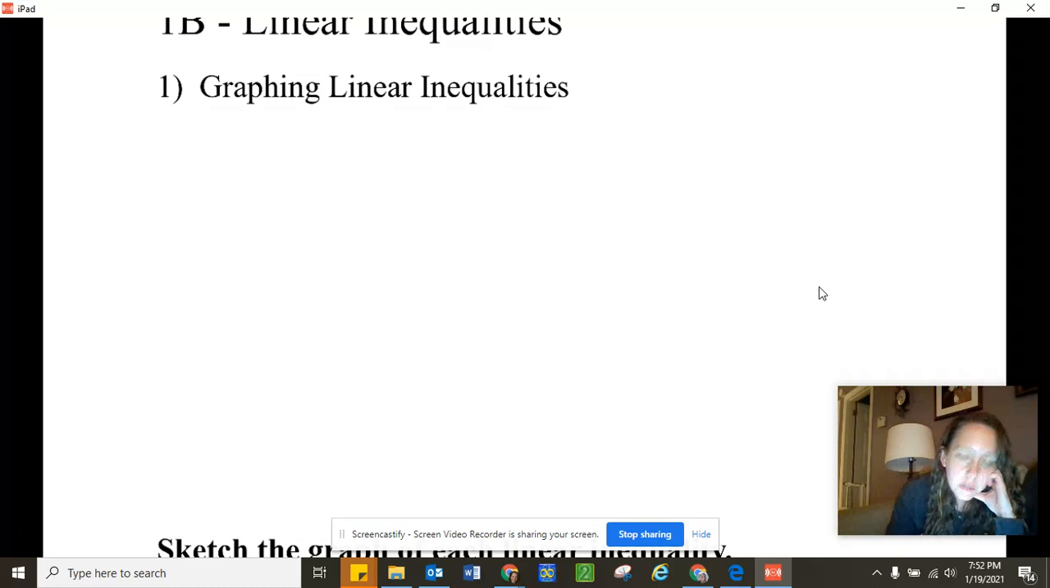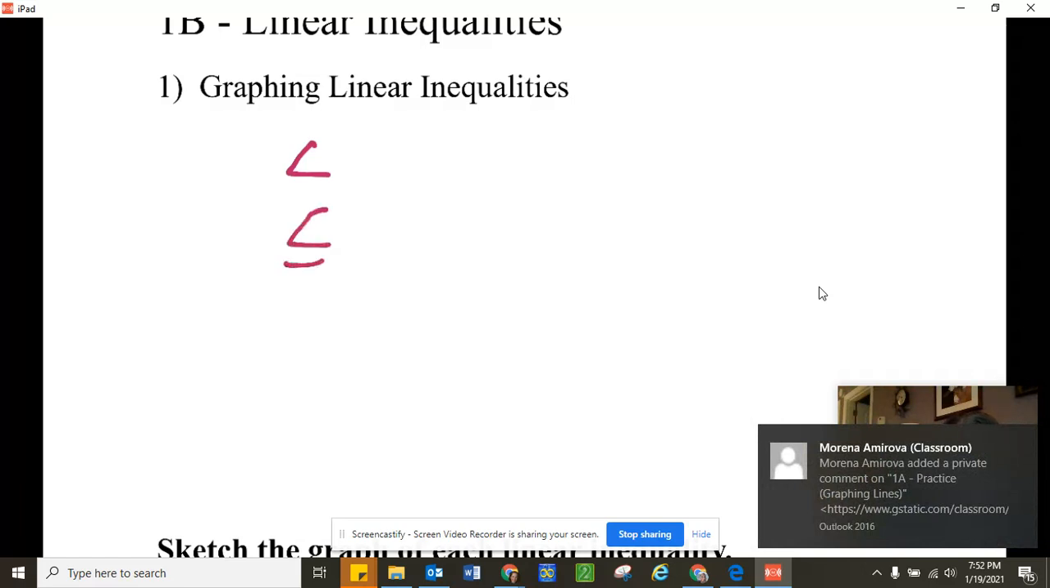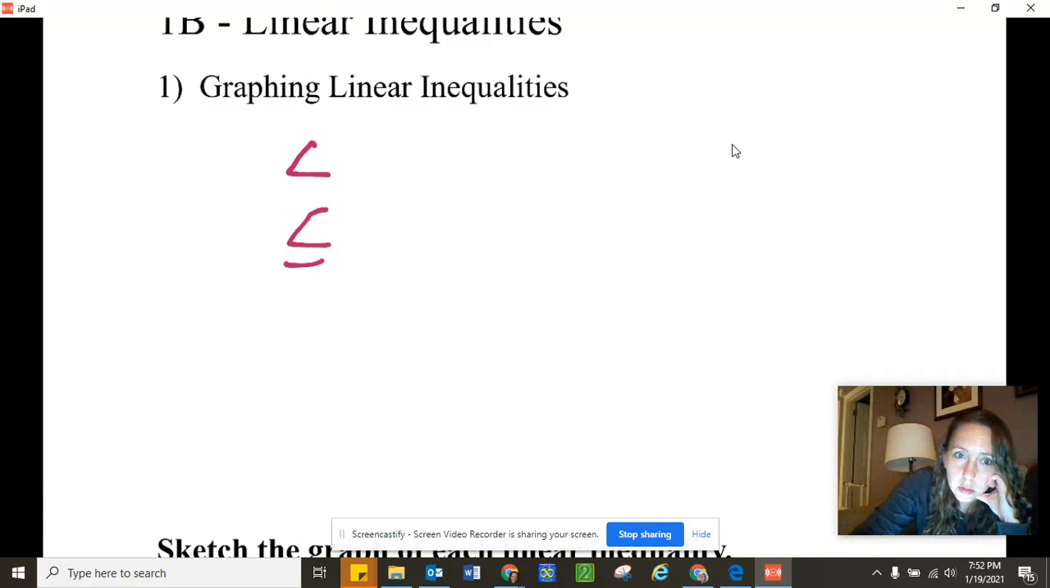you are going to have your four symbols, less than or equal to, greater than, and then greater than or equal to.